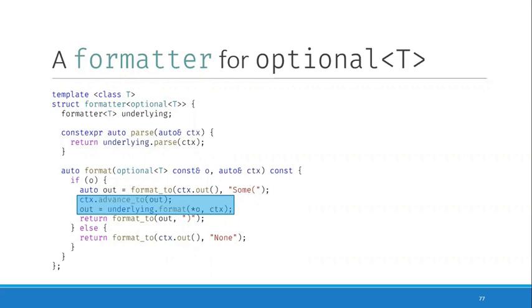So parse is implemented in terms of underlying.parse. Format is implemented in terms of underlying.format. And now all the specs that T supports, we support for optional T, which is pretty nice. And it's not that complicated, right? Outside of that one gotcha.